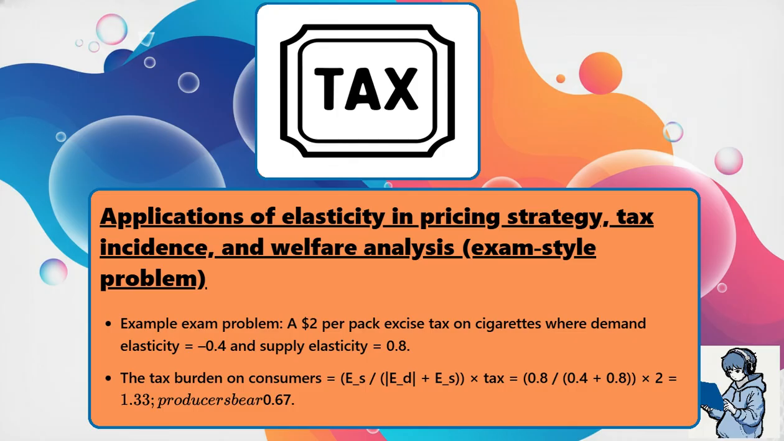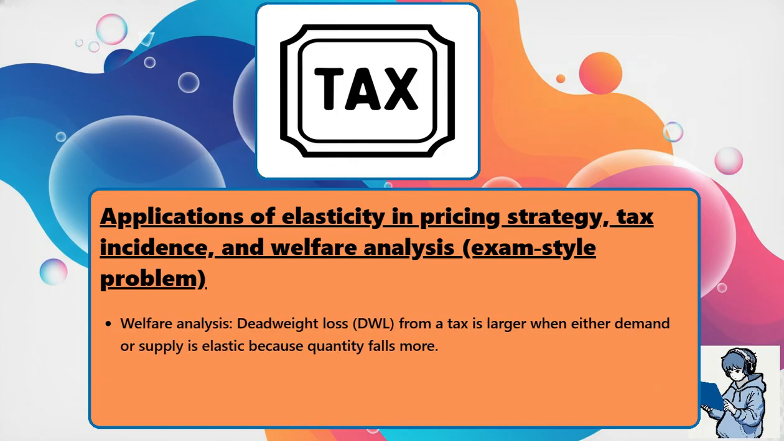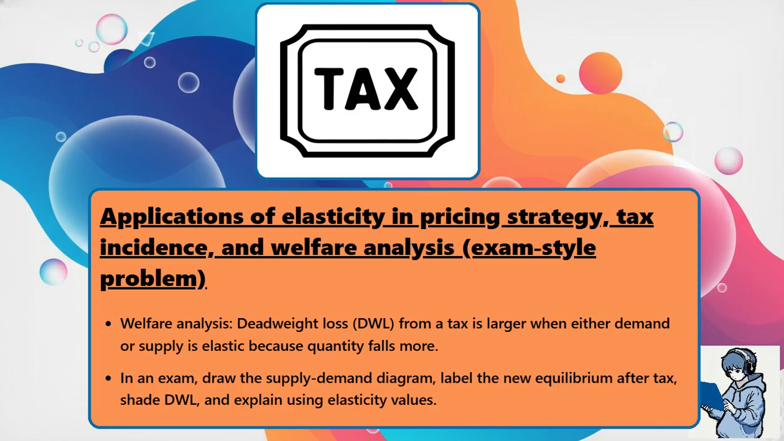Producers bear $0.67. Welfare analysis: deadweight loss from a tax is larger when either demand or supply is elastic because quantity falls more. In an exam, draw the supply-demand diagram, label the new equilibrium after the tax, shade deadweight loss, and explain using the elasticity values.